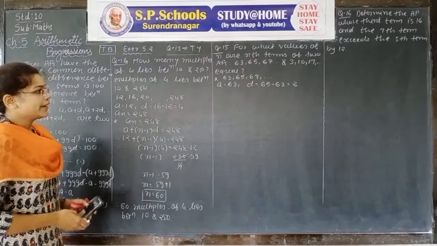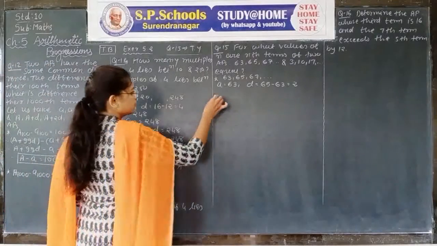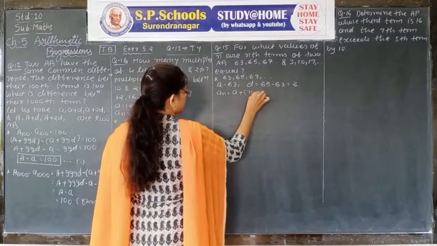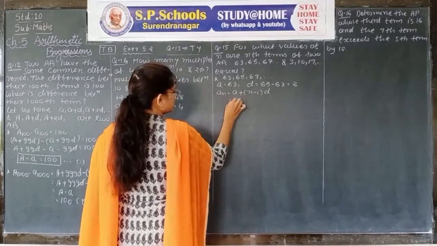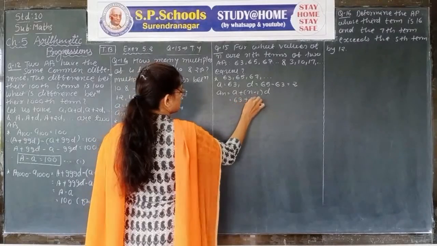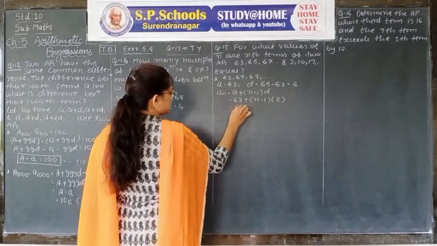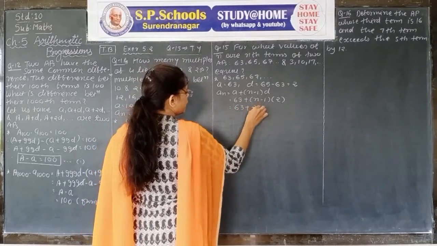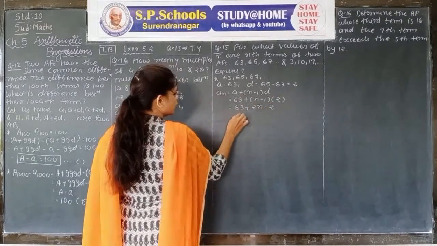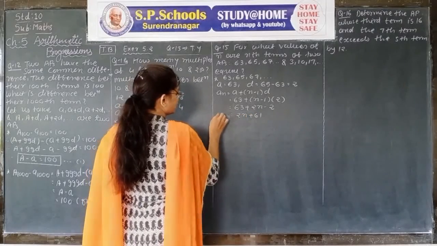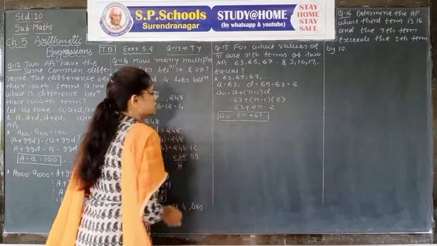We need to find the nth term in both the APs. An is equal to A plus n minus 1 into D, where A is 63 plus n minus 1, and D is 2. 63 plus, multiplied with bracket, 2n minus 2. So An is equal to 2n plus 61.